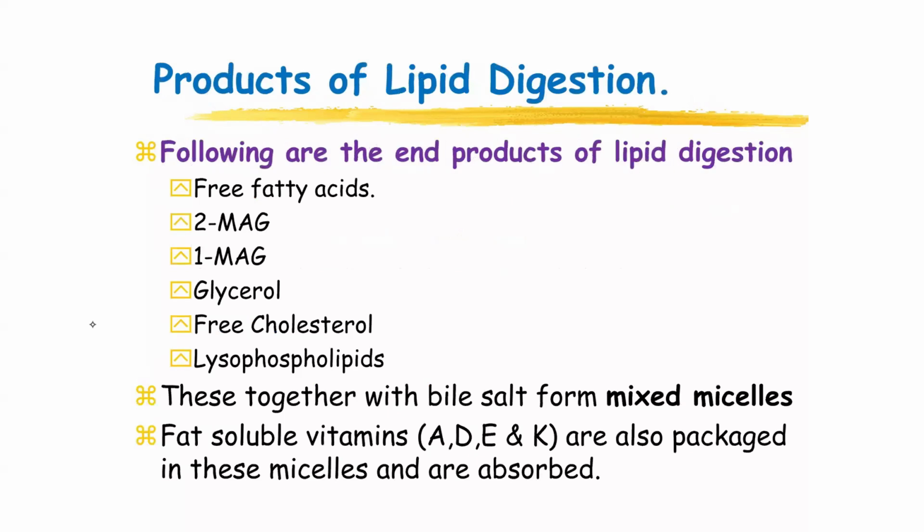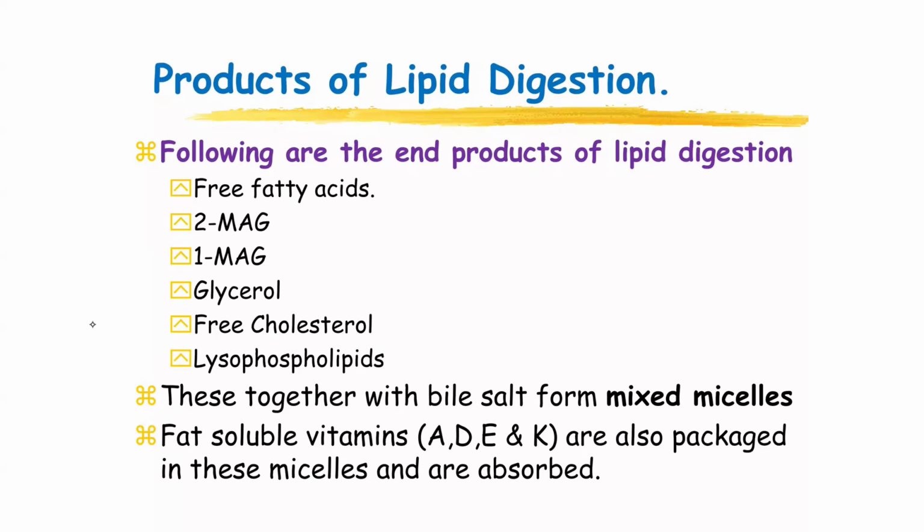And then what are the products of the digestion? The end products of lipid digestion are free fatty acids. We can also generate 2 monoacylglycerol. We can also have 1 monoacylglycerol. We can also have free glycerol, free cholesterol, and then lysophospholipid. This, together with bile salt, forms a mixed micelle. Fat-soluble vitamins, that is vitamins A, D, E, and K, are also packaged in this micelle and are absorbed.